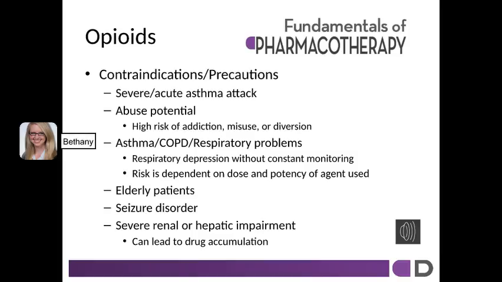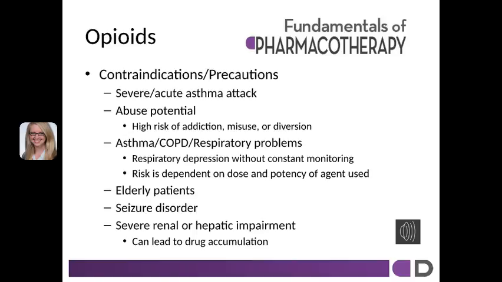There are some serious contraindications or precautions with these medications. The biggest is probably respiratory depression. This is rare but very serious and can lead to death. This concern becomes greater with stronger opioids at higher doses, but also is a concern in patients who are new to opioids and have a low tolerance to the medication.